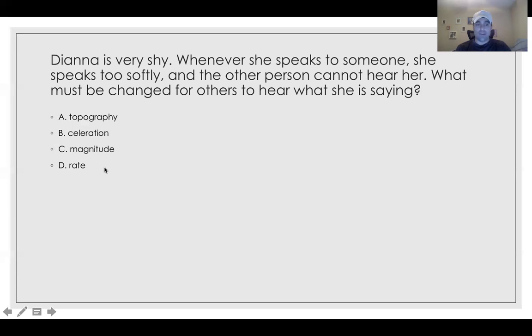D, why isn't rate? Well, are we talking about frequency in this particular question? No, there's no frequency. We're talking about the size, right? We're talking about the magnitude of her voice. That's a tricky question, okay?